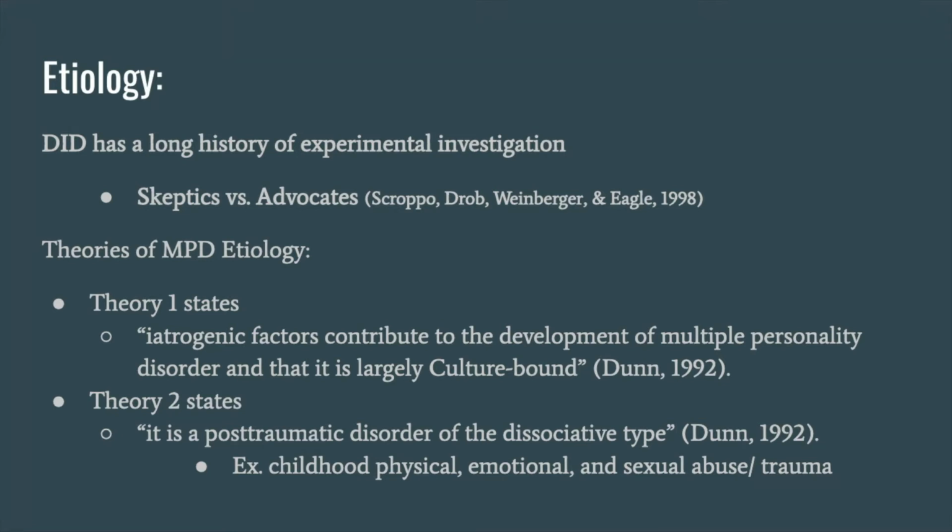But with these two points of view, there come two theories. Theory one falls under the skeptical view, and theory two is the advocacy view. Theory one states that iatrogenic factors contribute to the development of multiple personality disorder and that it's largely culture bound. Theory two states that it is a post-traumatic disorder of the dissociative type, for example, from childhood physical, emotional, and sexual abuse or trauma. So again, just to reiterate those two points of view.